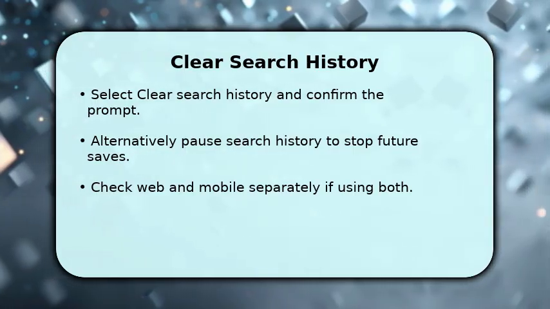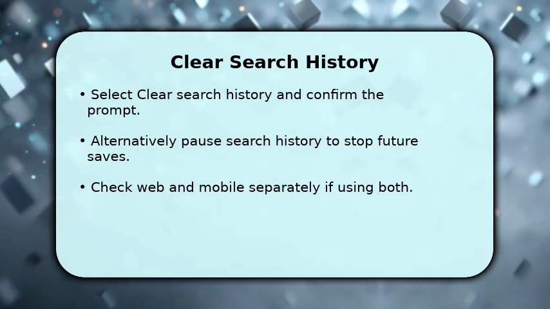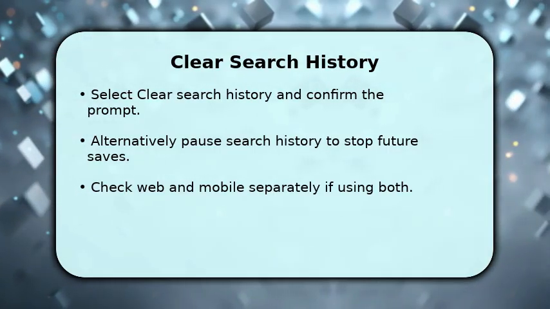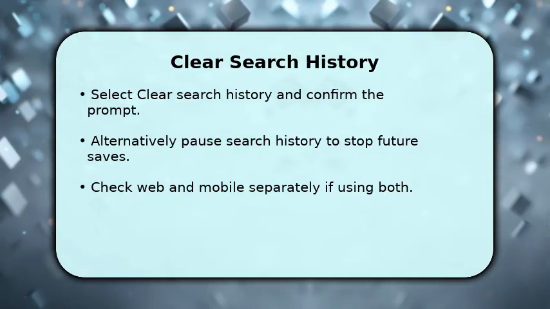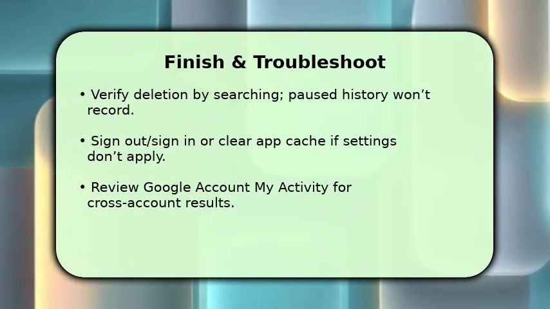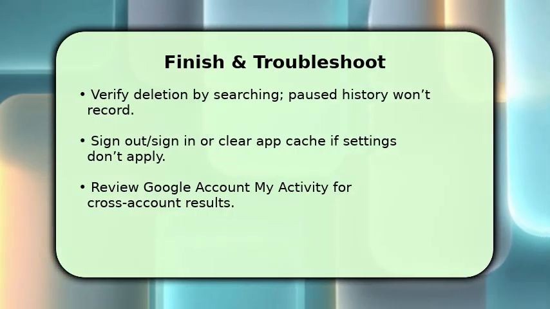If you prefer not to lose past queries, instead toggle Pause Search History so new searches won't be recorded. Once done, verify by searching for a test term. Paused history won't save it, which confirms the setting worked. Finish by testing. Perform a quick search and check History and Privacy to confirm it's gone or paused.